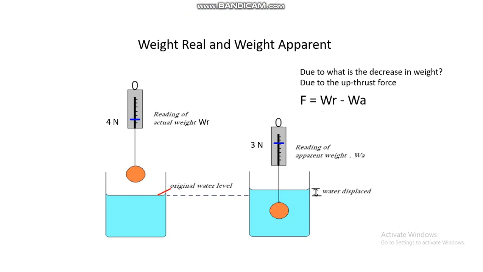If you notice that the weight decreased from 4 Newton to 3 Newton when the body is totally immersed in liquid, due to what is the decrease in weight? Due to the upthrust force. Define upthrust force. Upthrust force is the force exerted by the liquid on the body. How do you calculate the magnitude of the upthrust force? By using this formula, F equals weight real minus weight apparent. So upthrust force is equal to weight real minus weight apparent.